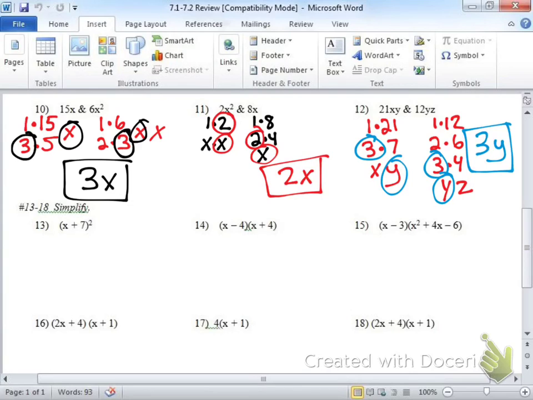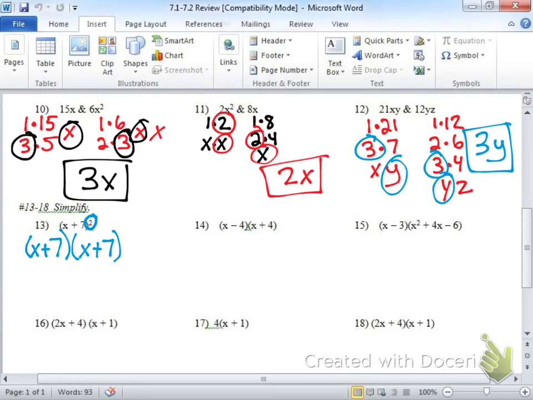Alright, jump down to number 13. So this is all about multiplying polynomials. This is what we learned on Monday. So for number 13, this little exponent of a 2 just means you have x plus 7 multiplied by itself twice. So write out x plus 7, x plus 7.